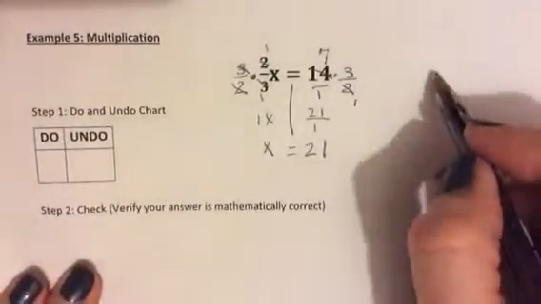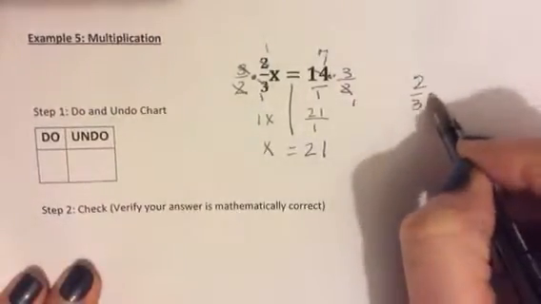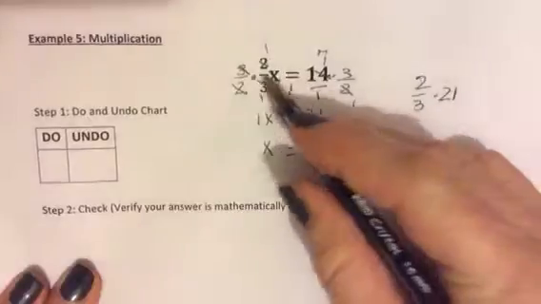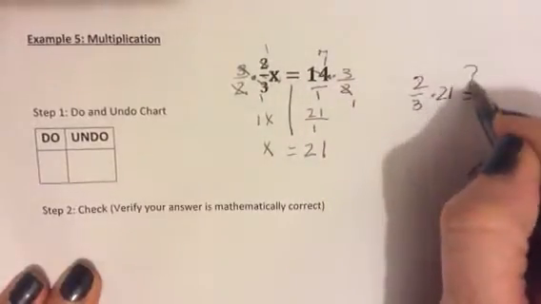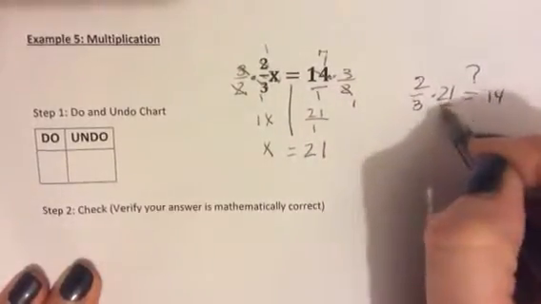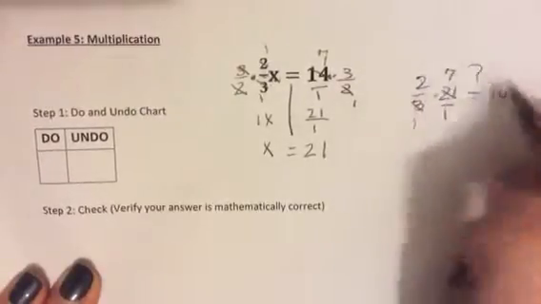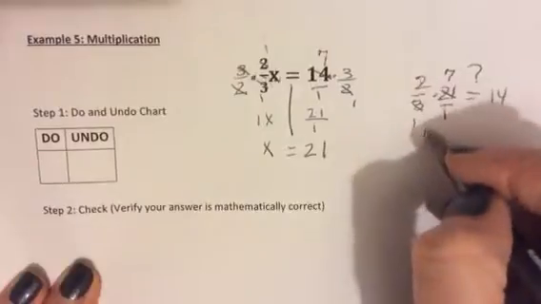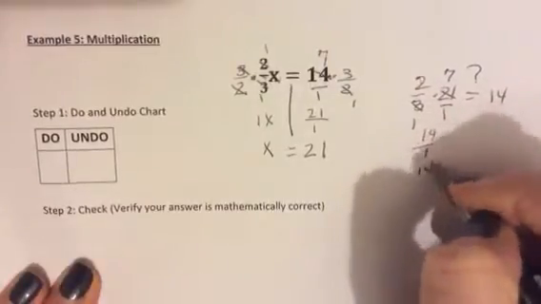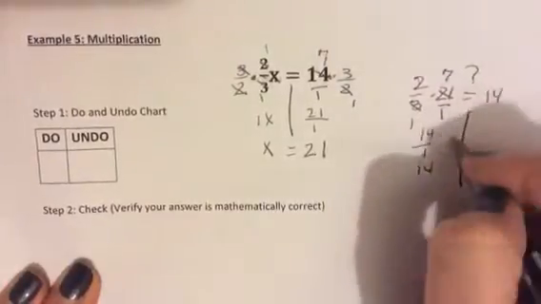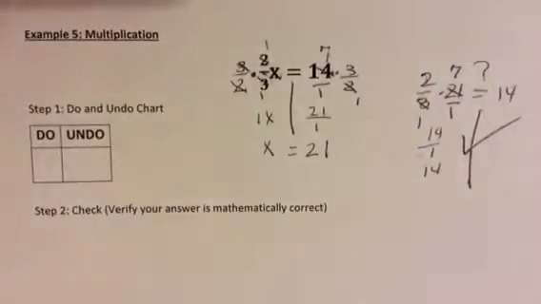So to check that, we'll say 2/3 times 21, which is x. Does that equal 14? So we put 21 over 1, divide a 3 out of the denominator, a 3 out of 21 and get 7. 7 times 2 is 14 over 1, which is 14. So we do have the same thing on both sides, so it's equivalent.